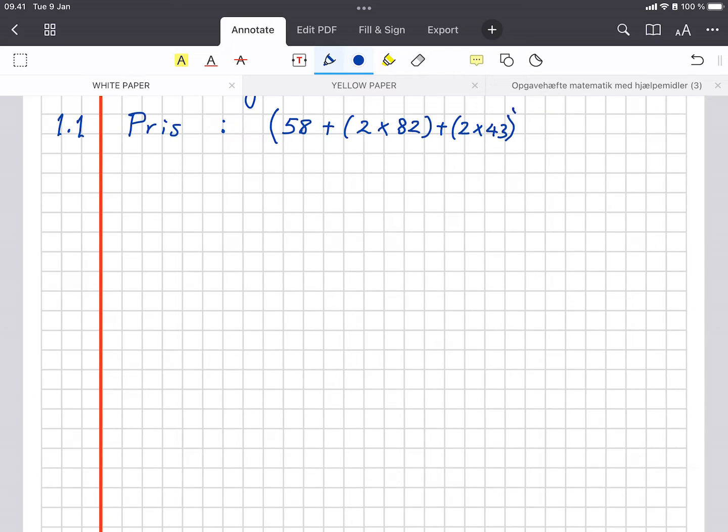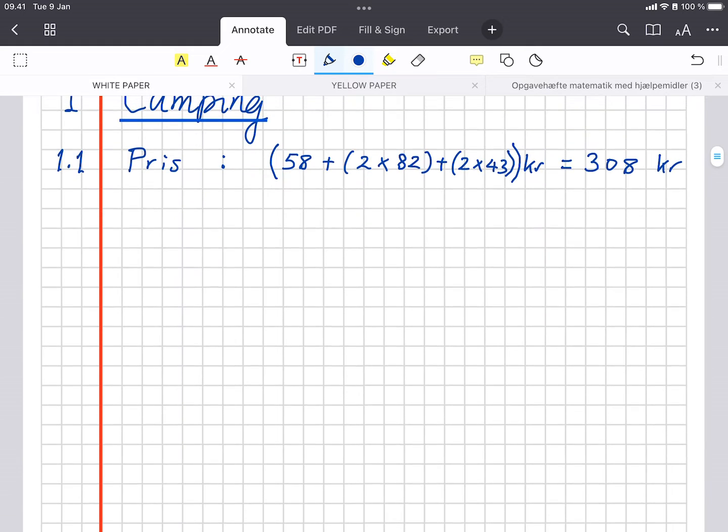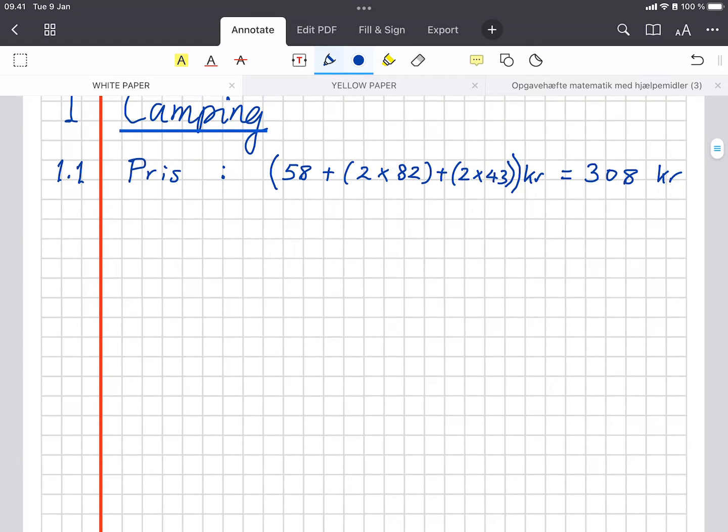Kind of the whole thing enclosed in brackets. Krona equals 308 krona. So you're trying to kind of get that format.